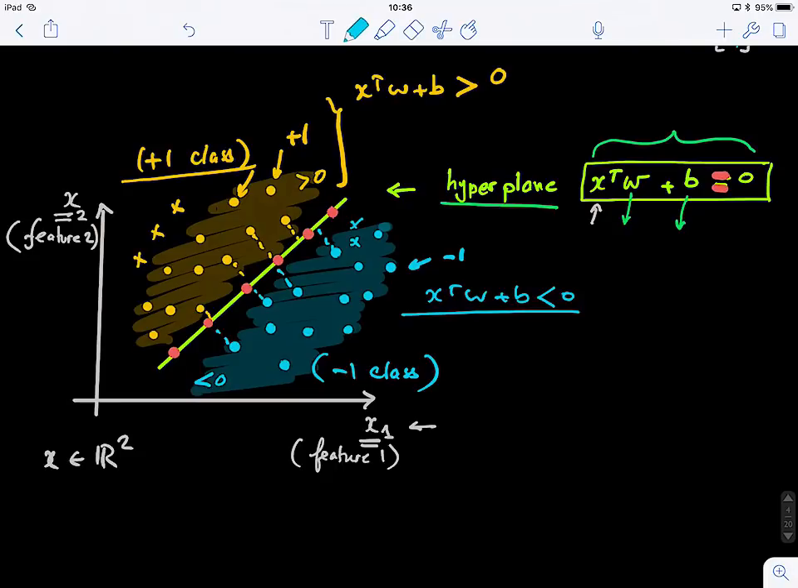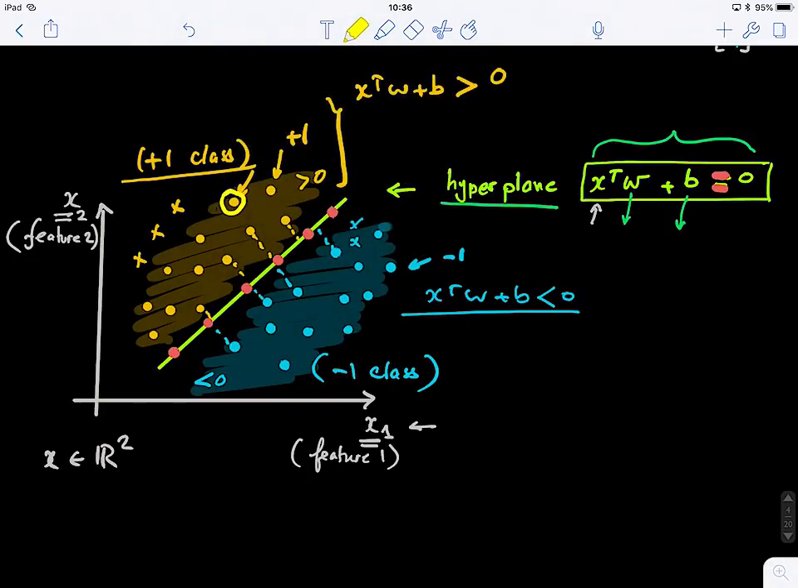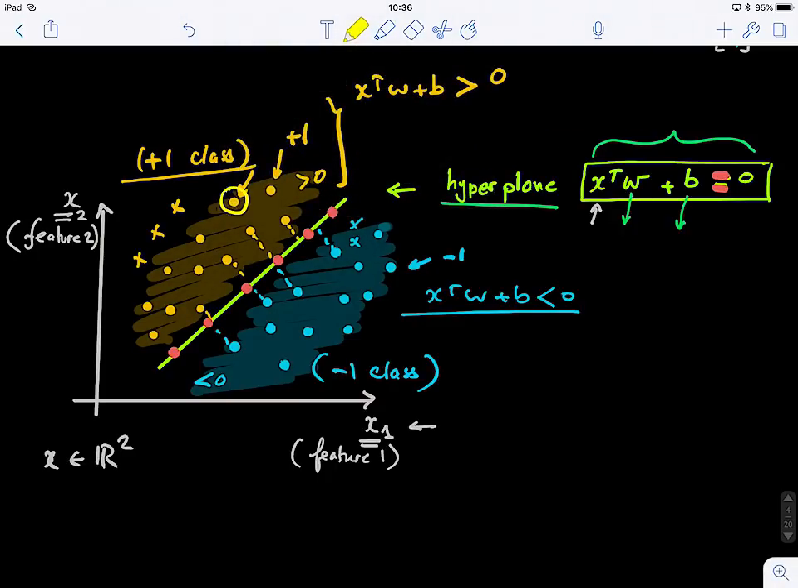First, if you look at this, for each point belonging to the positive class, we want it to be on top of the hyperplane. Let's call it xi. So xi transpose w plus b, we want it to be positive, and we also want its label yi to be equal to 1.